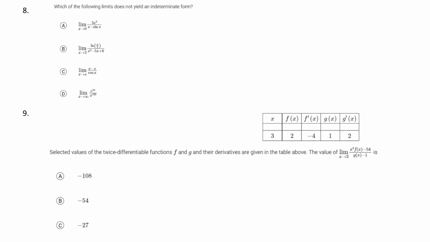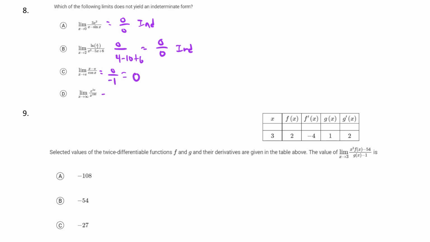Number 8. Which of the following does not yield an indeterminate form? Okay, so let's take a look. Over here, if I plug in 0, I will get 0 over 0. This is indeterminate. Over here, if I plug in 2, I'll get 0 over 4 minus 10 plus 6, and that's just also going to be 0 over 0. This is indeterminate. Over here, if I plug it in, I'll get 0 over negative 1. Oh, that's 0. That's not an indeterminate form.